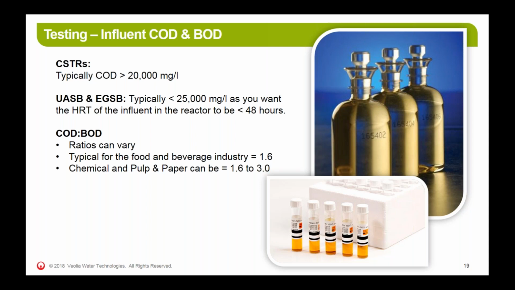Now, the COD to BOD ratio can vary all over the place, but typical for the food and beverage industry is about 1.6 for the influent water. And that ratio will increase on the effluent. Could be 2 to 3, maybe even 4 at some times. For the chemical industry, pulp and paper, things like that, the COD to BOD ratio on the influent can be as high as 3 at times.